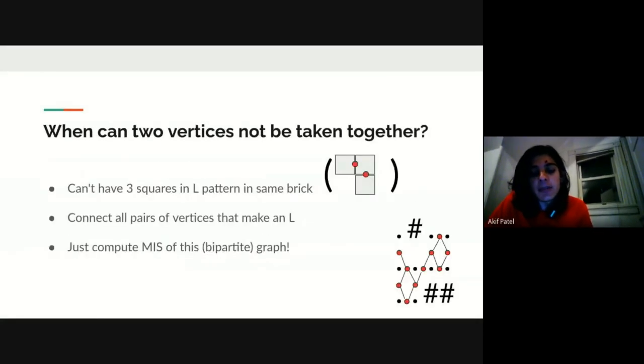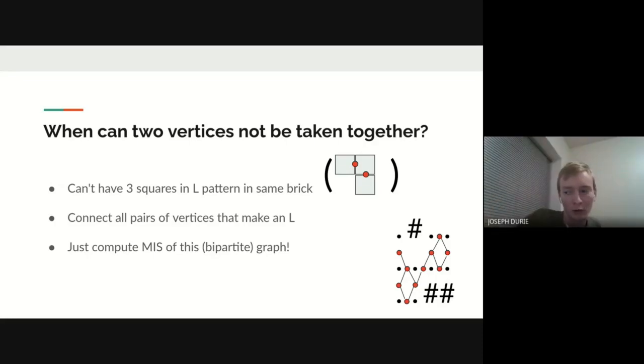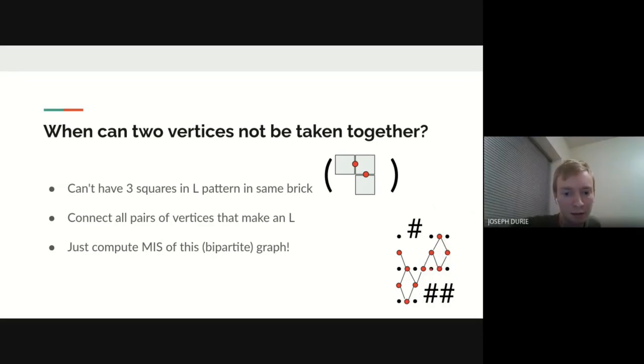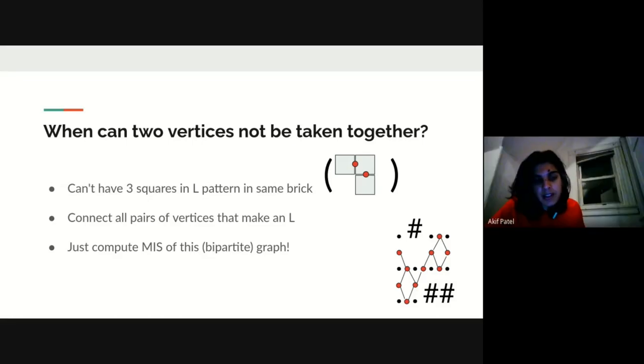And this is going to be a bipartite graph because of the same checkerboard argument from earlier. You have a sort of rotated checkerboard. You can kind of see here with the diamond, it's the same thing. You're always connecting a horizontal vertex, one that's in between two horizontal things, to a vertical vertex, one that's in between two vertical things. And so if you find the MIS and subtract that from the number of open squares, that's your answer.